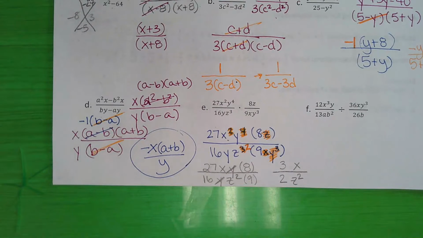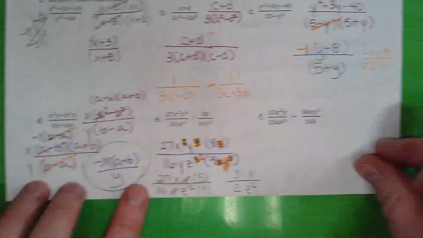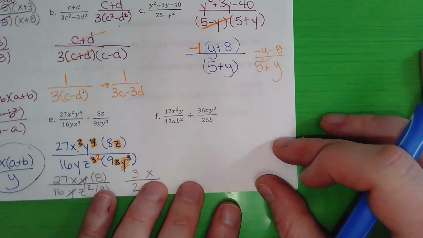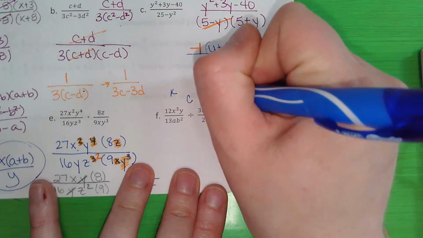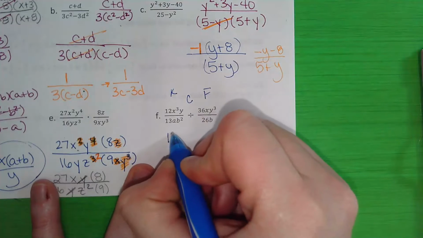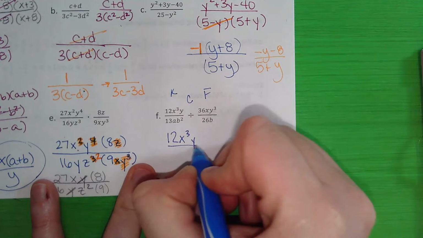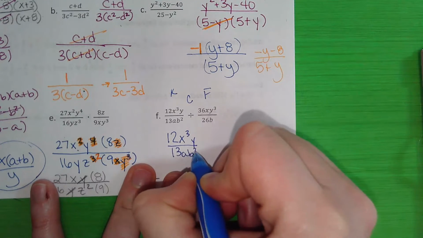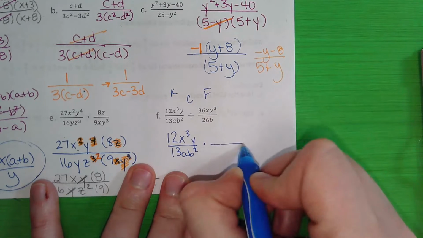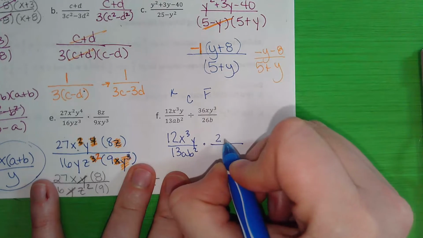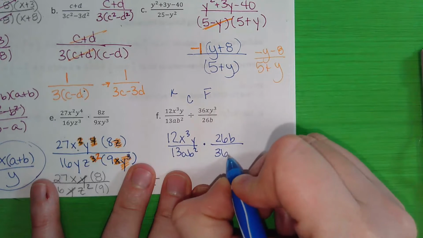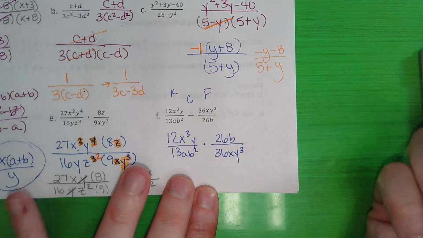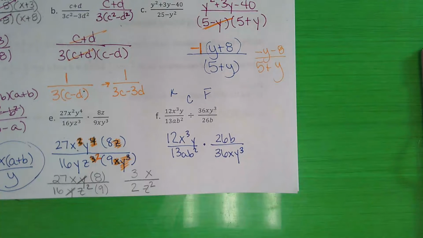This first example is a monomial with division. And so when you do dividing of fractions, you keep, change, flip. So you keep, you change, you flip. So we're going to keep 12x cubed y over 13ab squared, change to multiplication, and then switch my fraction, or flip the reciprocal, 36xy cubed, because when you divide fractions, you're actually multiplying by the reciprocal, and that's why we keep, change, flip.